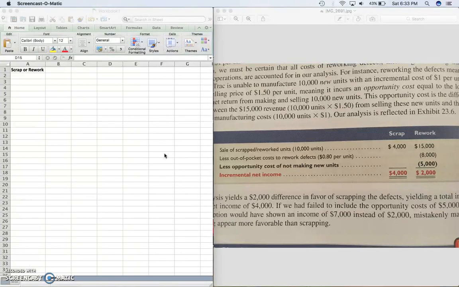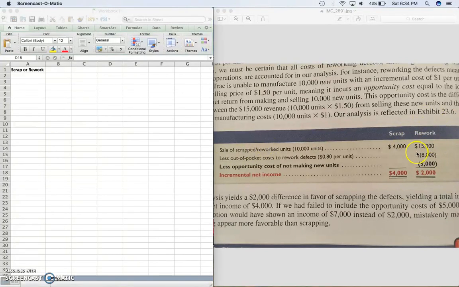Some info that we need to know is that, again, these $1 sunk costs cannot be changed or taken back. So 10,000 units at $1 per unit is $10,000 that can't be taken back, and it is irrelevant to the decision to scrap or rework. As seen in the book, the sale of scrap units, which is 10,000 times 40 cents, is $4,000. That's how much it would take to scrap it.